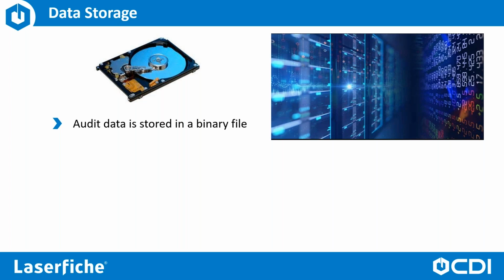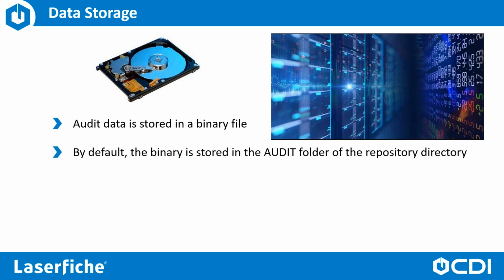So by default, a repository's binary is stored in the audit folder of the repository directory. And for forms audit logs, they are stored in the audit log folder, which you configure on the Laserfiche Audit Trail configuration page under the Forms tab. I will be showing you this in the demo section for this session as well. If you do change the audit log folder after a source has been registered, the existing audit logs will have to be manually moved to the new location.